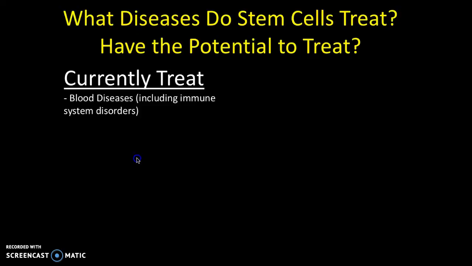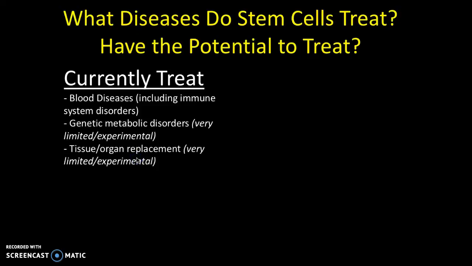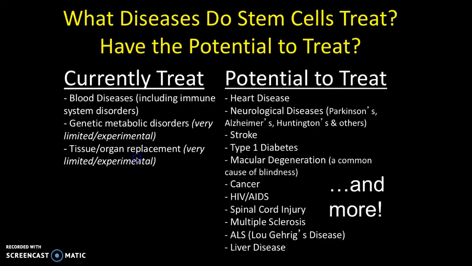So currently we have blood diseases, immune diseases, things that are currently being treated with stem cells, genetic metabolism disorders, tissue and organ replacement, these are just some things. And our potentials to treat are heart disease, neurological diseases, stroke, type 1 diabetes, macular degeneration, cancer, HIV, spinal cord injuries, multiple sclerosis, ALS, liver disease. There's a lot of options here for what is potentially able to be treated versus what we currently treat.